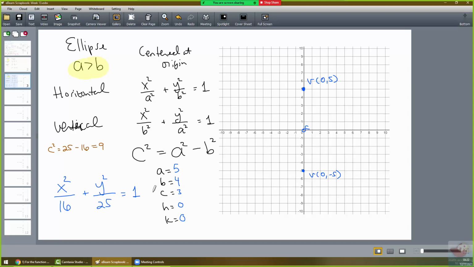So again, a is the distance from the center to the vertices. B is the distance from the center to the co-vertices. We move in the perpendicular direction. So the co-vertices for us will be left and right. So if I go left 4 from the center, that would be negative 4, 0 as one co-vertex. And right 4 would be 4, 0 for the other co-vertex.